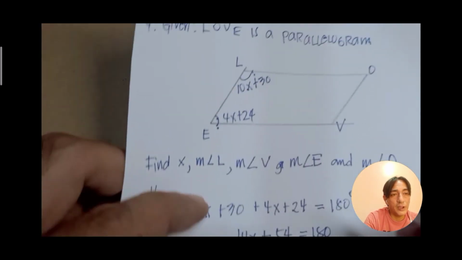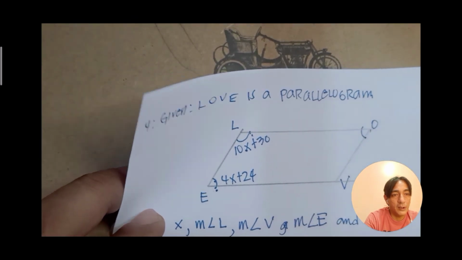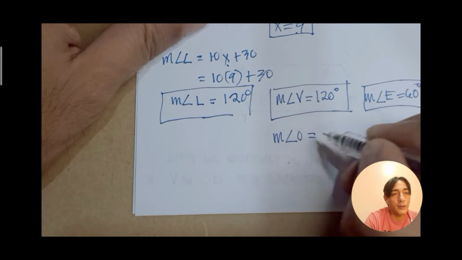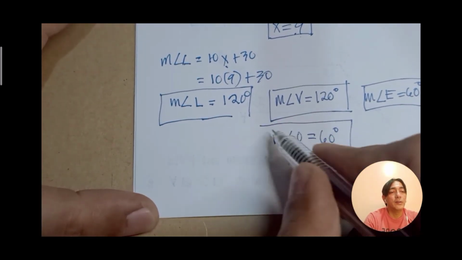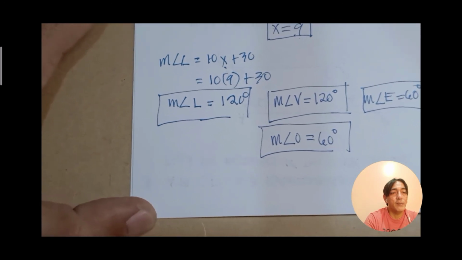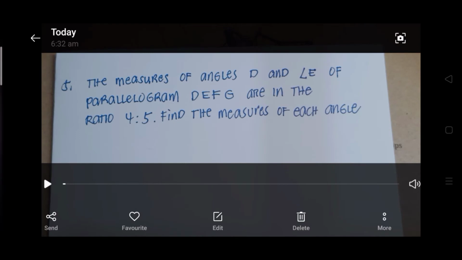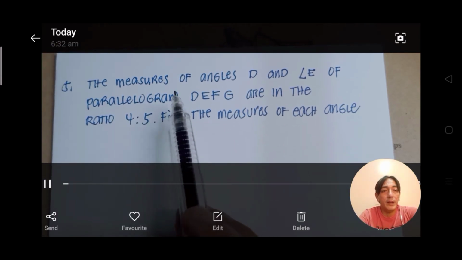Congruent naman siya dun sa kabilang angle, which is angle O. Ayan, congruent siya doon. Therefore, yung angle O, measure ng angle O will also be 60 degrees. Okay, so that is example number 4.